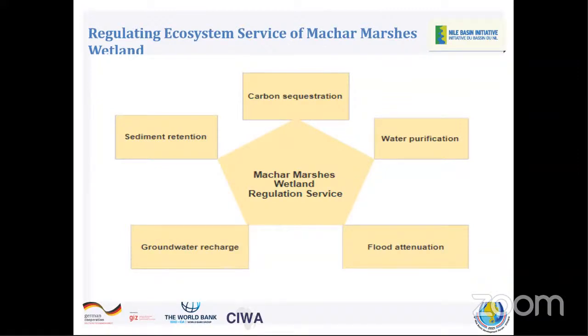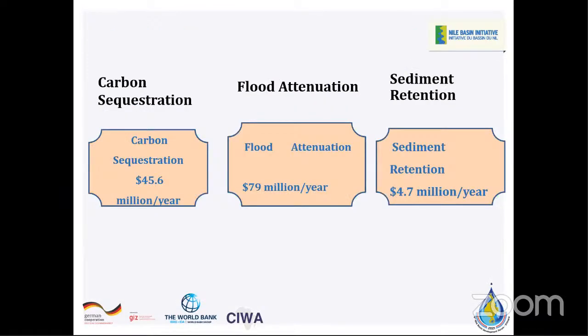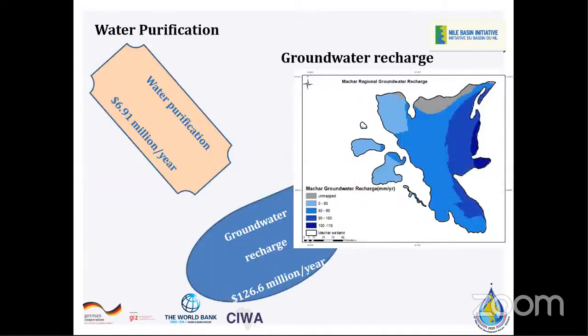Regarding the regulating ecosystem services, the wetland provides carbon sequestration, sediment retention, groundwater recharge, water purification, and flood attenuation. You can see these are the values that we estimated using the benefit transfer approach, considering the standard estimation mechanisms. It has a carbon sequestration capacity worth $46 million per year, and flood attenuation worth $79 million. It also contributes to sediment retention, which is about $4.7 million, a very high value. The wetland also contributes to water purification and maintaining groundwater recharge. You can see from the map the potential of the area for recharging the groundwater. This is a significant and very vital regulating service that the wetland provides.